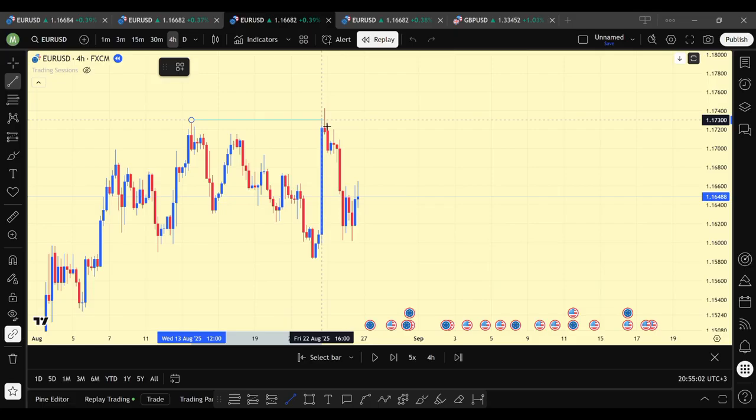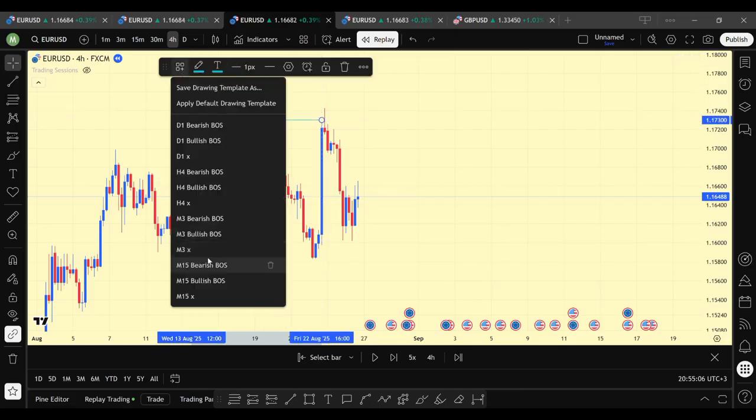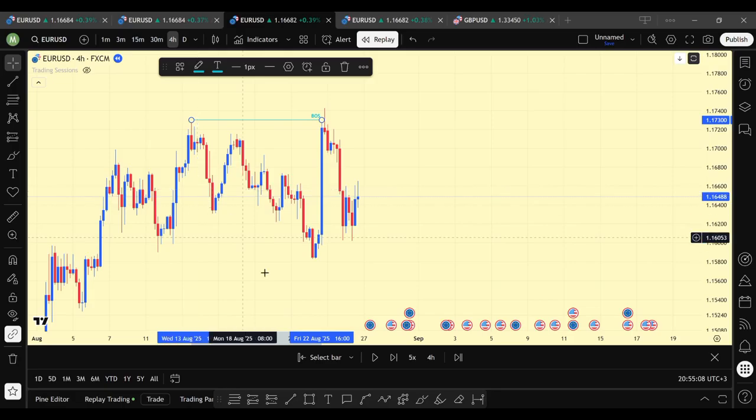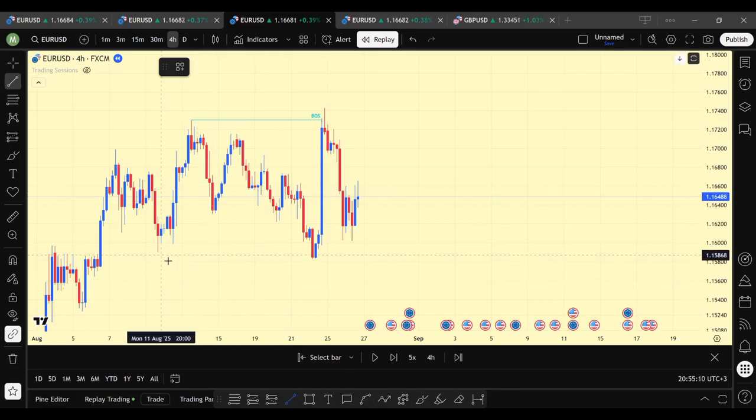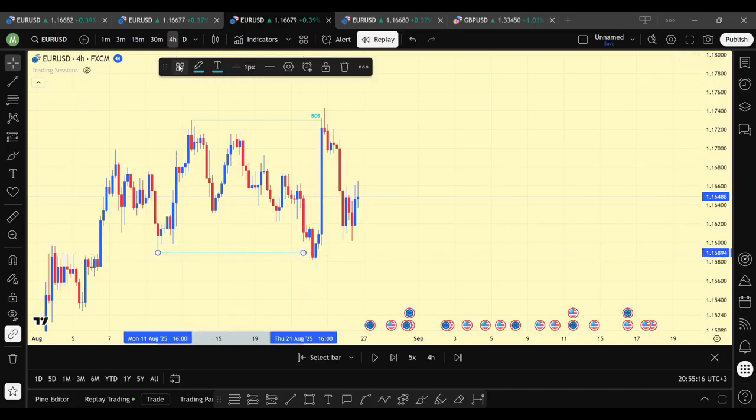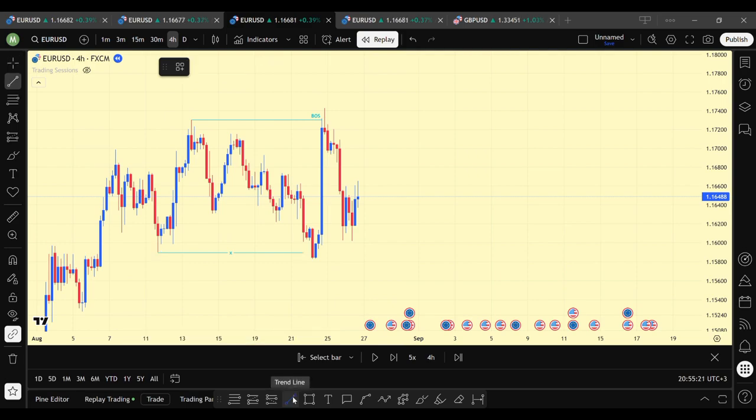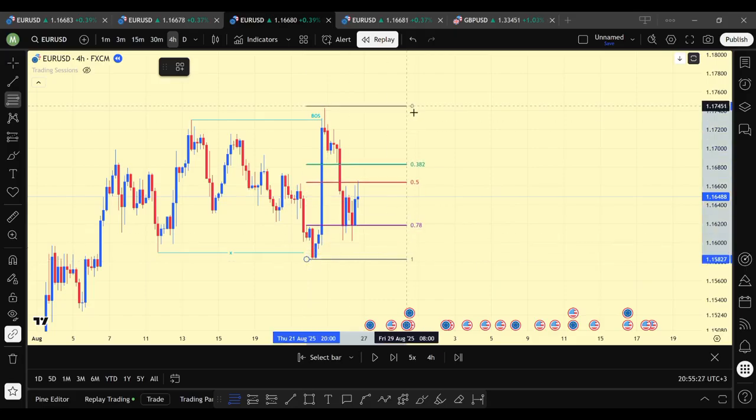Alright, so exactly right here, you can see that this here is a valid break of structure. The reason why that's a valid break of structure is because you can clearly see this here. And so, like I said, after identifying the break of structure, the next step is usually marking the inducement. And in this case, you can clearly see that this here is our dealing range, starting from this low all the way to that high.